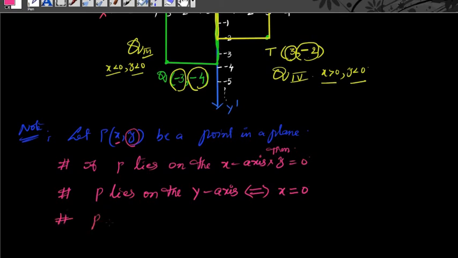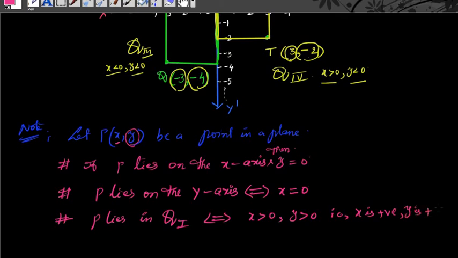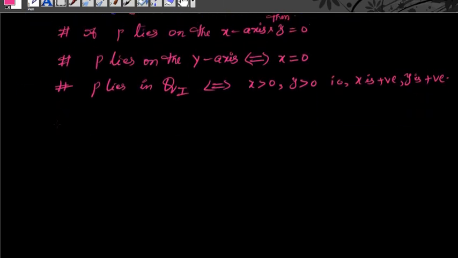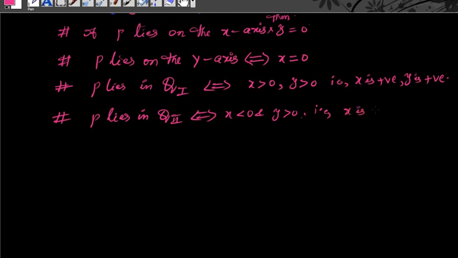The same process: if P lies in quadrant 1, then what is the property? X is positive and y is positive. Next, if P lies in quadrant 2, then what do we have to write? X is negative and y is positive. That can be written as x is negative, y is positive.